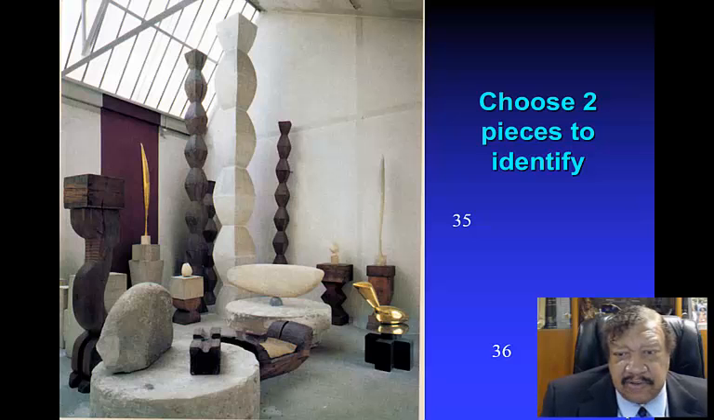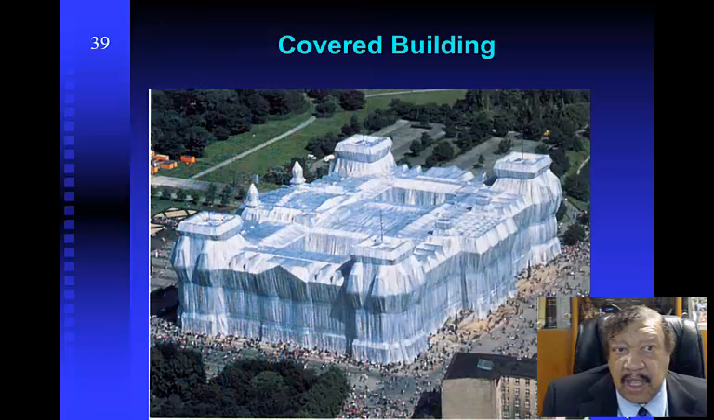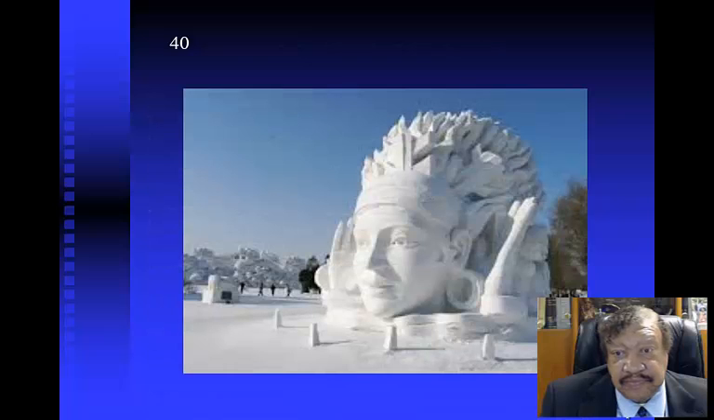I would add 37. Then we go to 38. 39. How was it created? The methods. Was it modeled? Was it assembled? Was it cast? Or was it carved? And this is the last one. Was it carved, modeled? Looks like a big giant snowman, which means it was modeled. When summer comes, this piece of sculpture is gone.